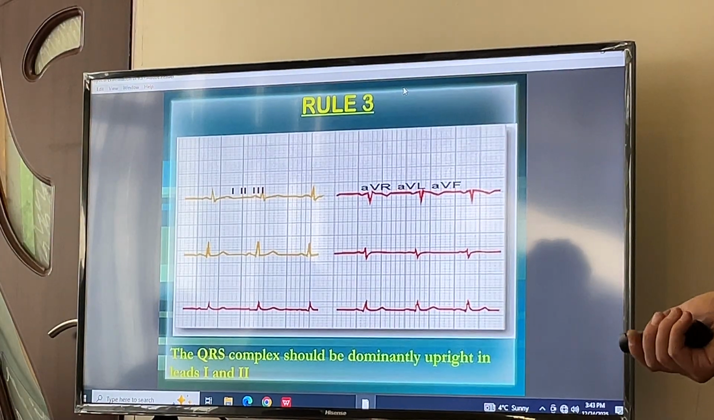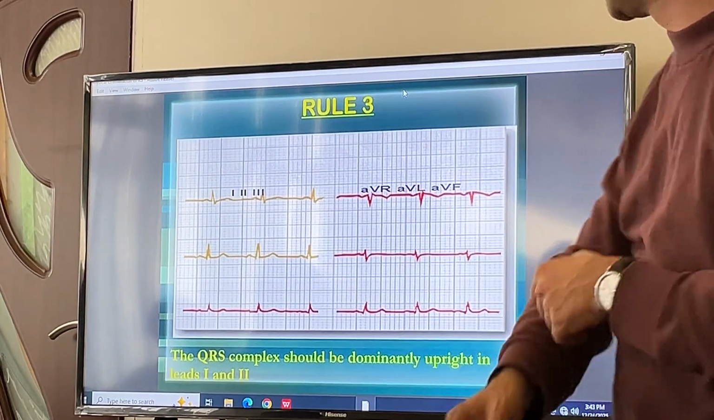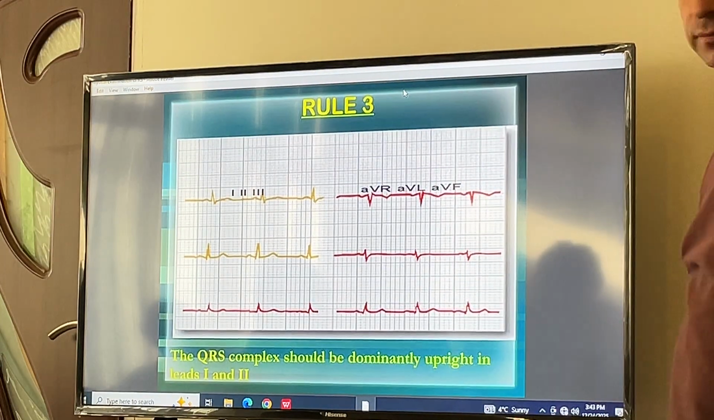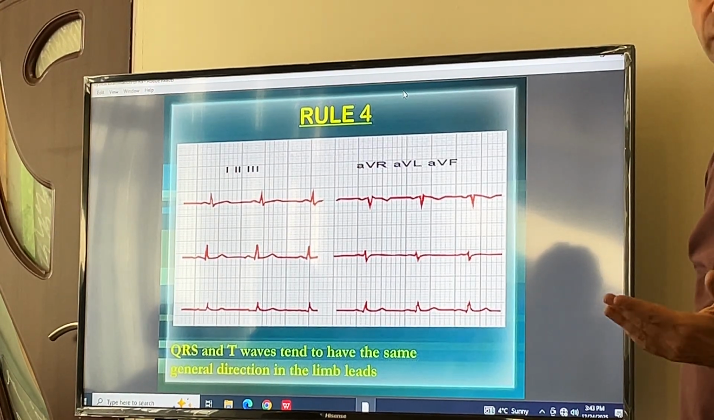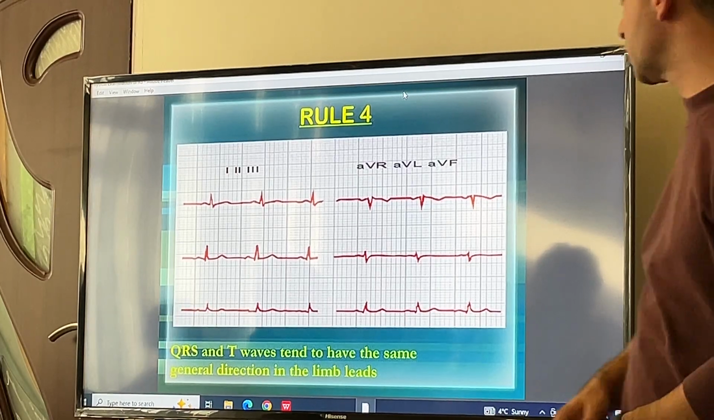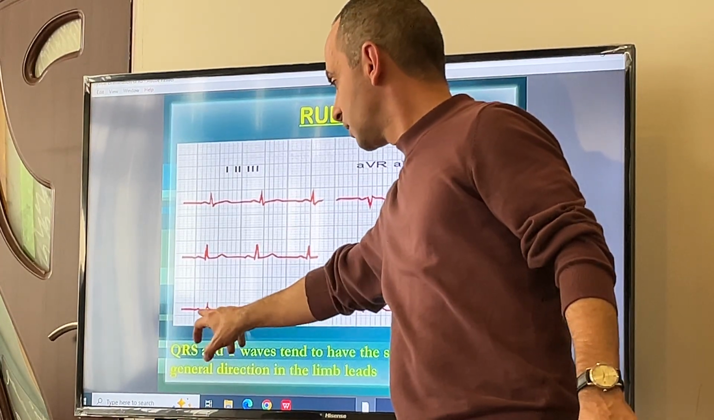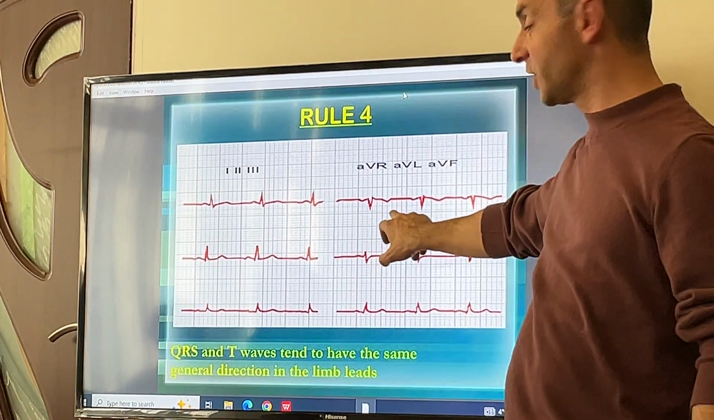Third, the QRS complex should be dominantly upright, which means that mainly R wave should be seen, especially in first and second beats. Next, QRS and T wave tend to have the same direction in the limb leads. Look, R positive T, R positive T, R positive T. In AVR we have negative QRS complex, negative T.